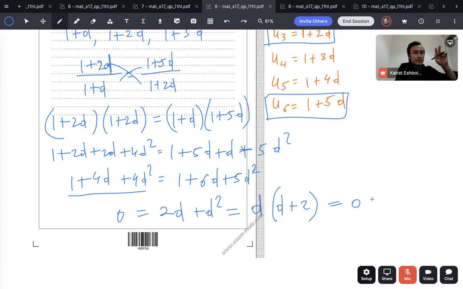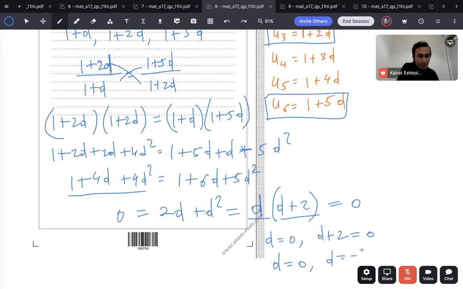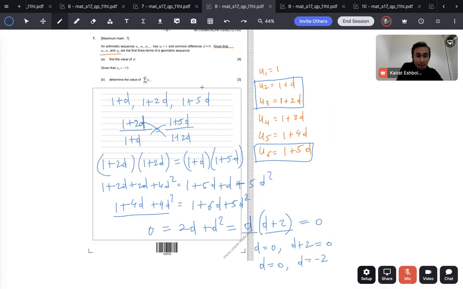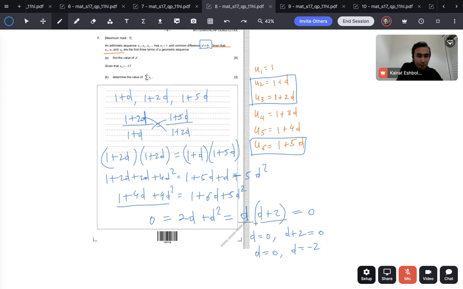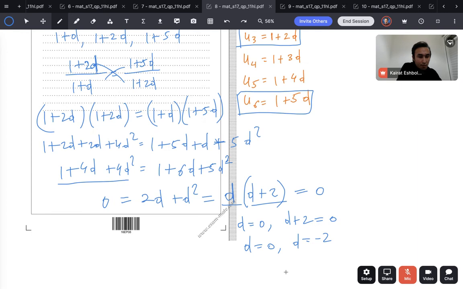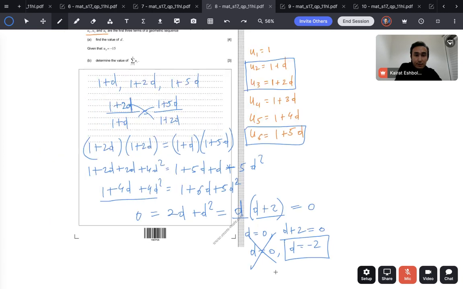From here we'll have two cases. So either this is 0 or this is 0. So d is equal to 0 or d plus 2 is equal to 0. Okay, so d is 0 or d is negative 2. But we know that at the very beginning we were told that d is not equal to 0, right? They're saying d is not equal to 0 here. So therefore, this case is rejected. Okay, so d is equal to negative 2 is the answer. That's the answer to part A.